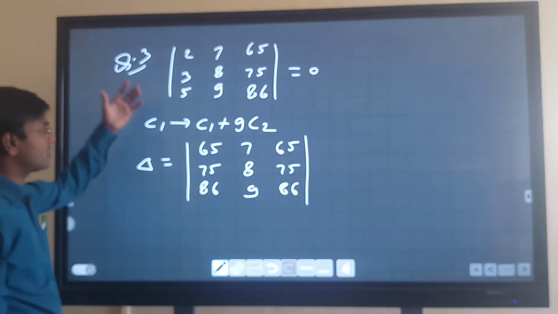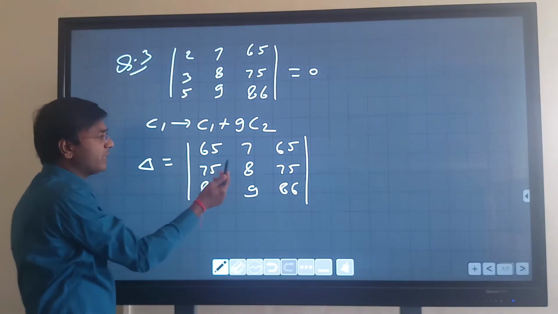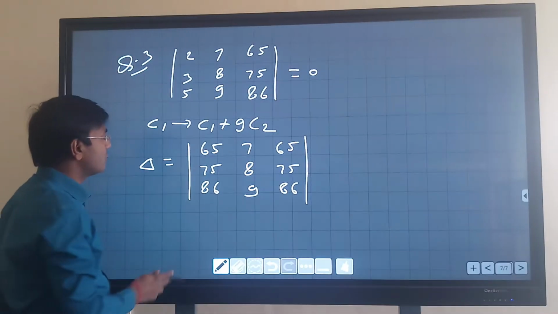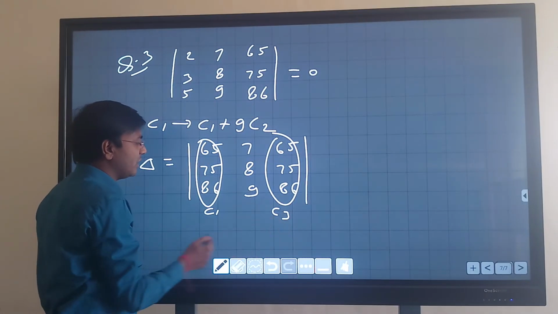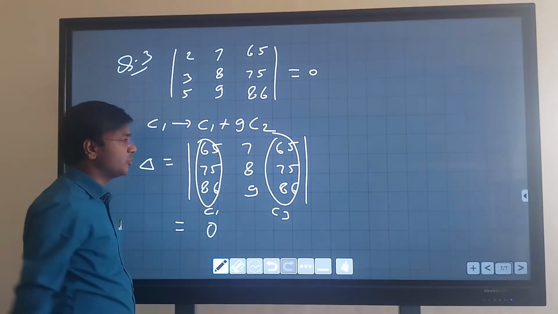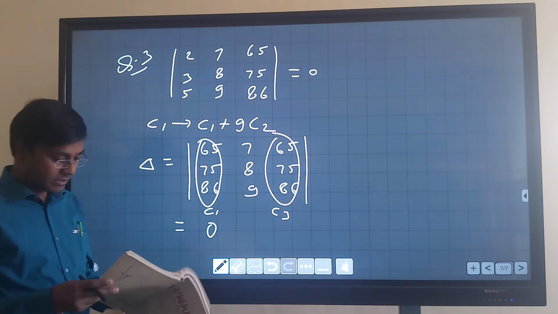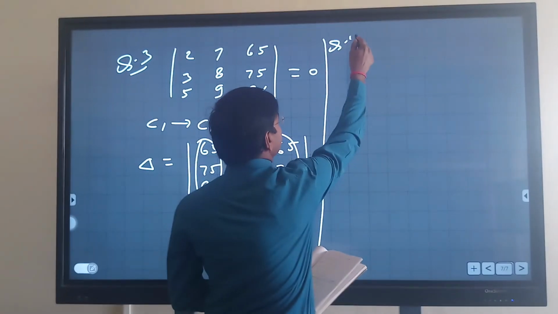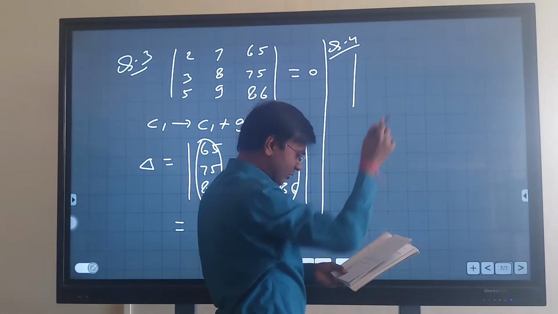Clear? And you can go for some other operations like C2 can be changed, or we can subtract, but we have to get the simplest form, or we will try to get the same elements, right? So we find now these two columns C1 and C3 are identical, and as the property says, the value gets 0. Okay, so this is the question number 3. Same as, let's see question number 4. Now we'll solve one more question.